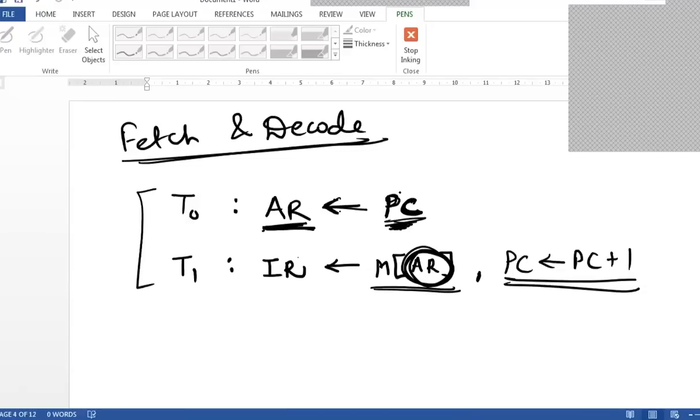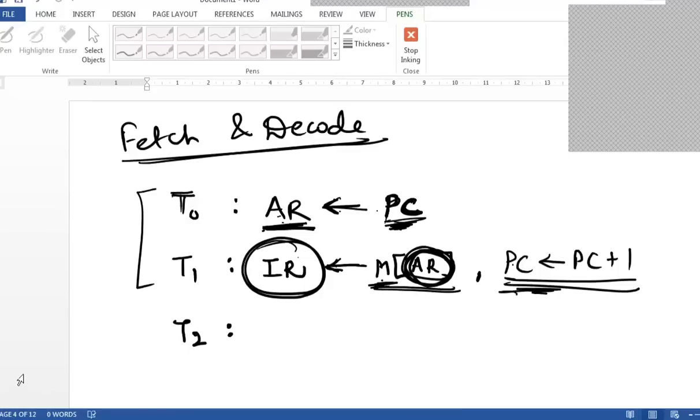First you are fetching data from PC, storing it into address register. This address register can be accessed by memory for read purpose. So memory, you are reading that particular instruction and storing it to IR. That instruction now is in your instruction register. So now PC should be made ready for the next instruction. So PC is PC plus 1. So at time T1, these two operations would take place. Okay, and at time T2, what would happen?